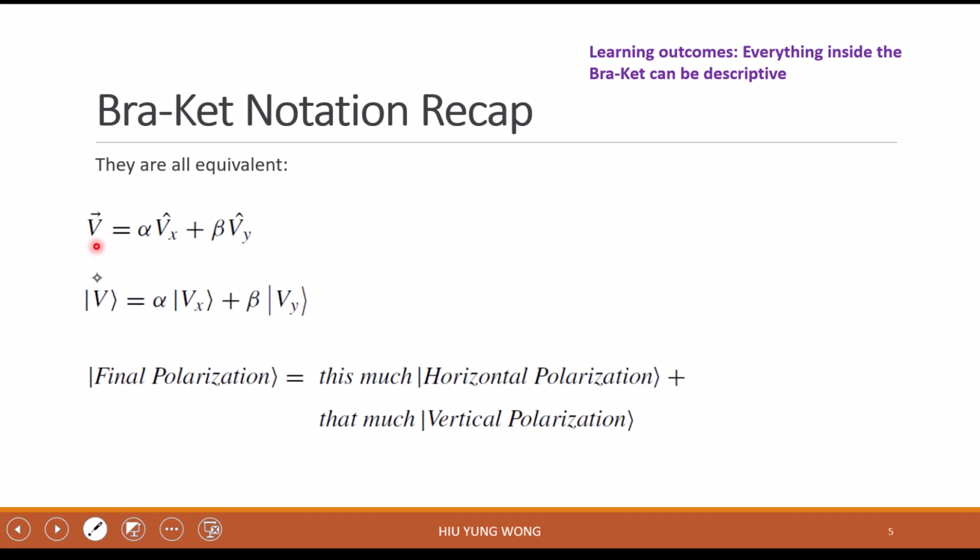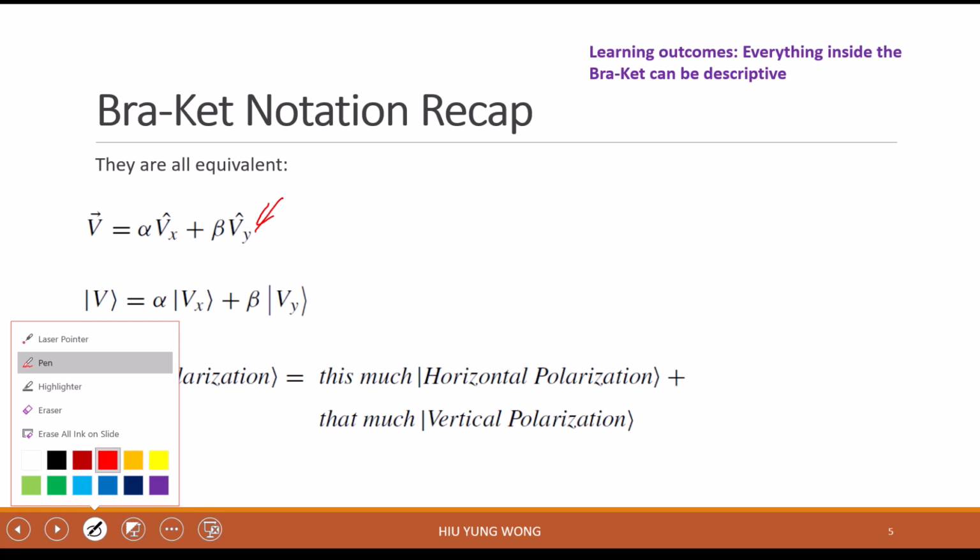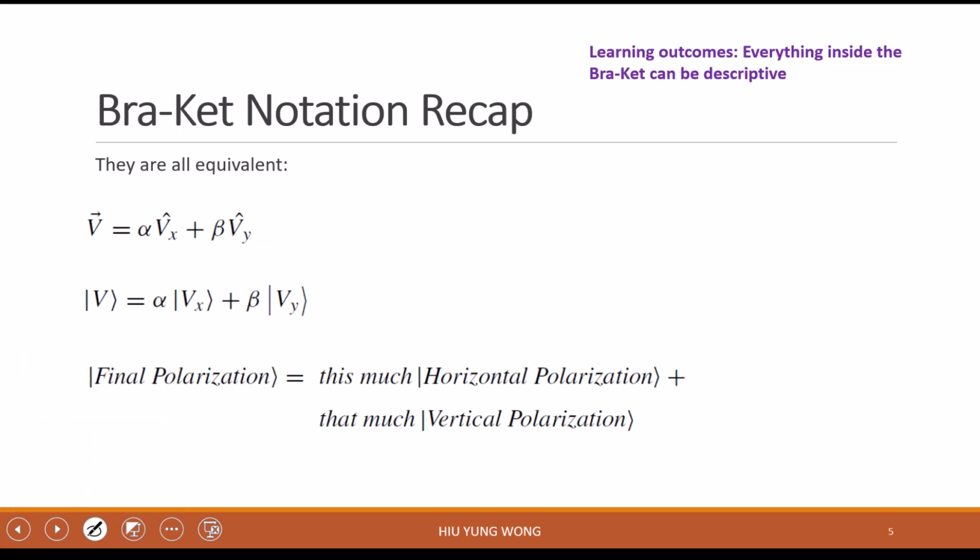This is V, a vector, equal to alpha times Vx hat plus beta Vy hat, right? And here I would say these are the basis vectors, just like what you did in the Euclidean space, right? So this is the basis vector, which is Vx hat, Vy hat. Is this okay? I can also write it in the ket notation. Again, the basis vectors here are Vx, Vy. It's just a notation. Okay?